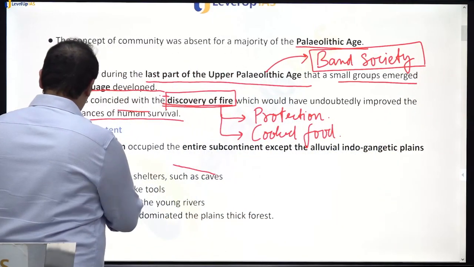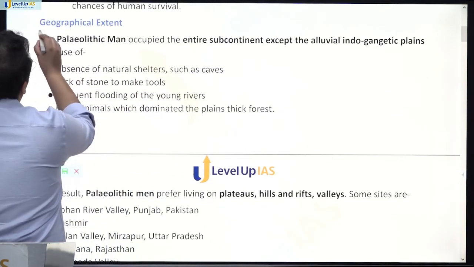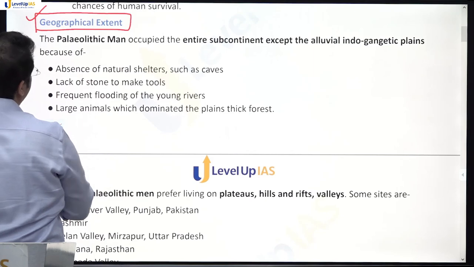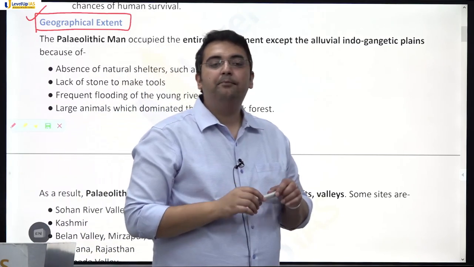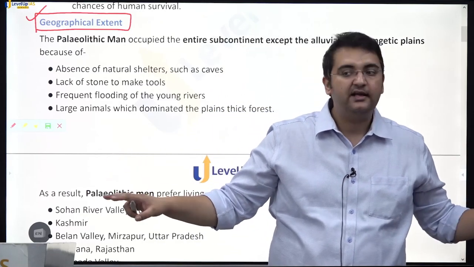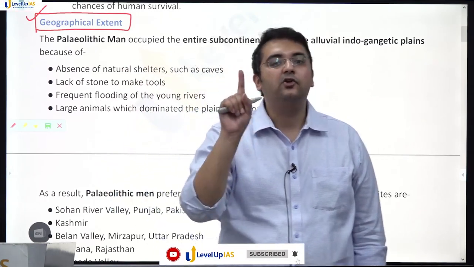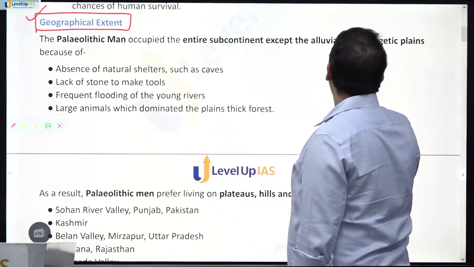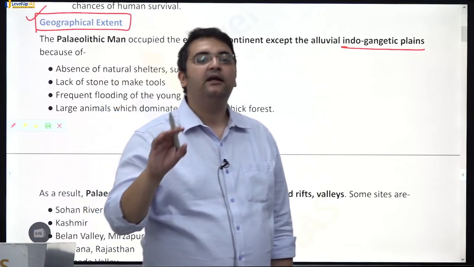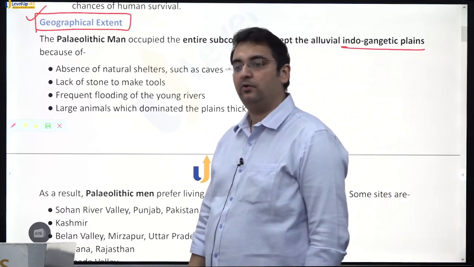Achha. Now, let us talk about the geographical extent of Paleolithic life in the Indian subcontinent. Now, the Paleolithic man used to occupy all parts of the Indian subcontinent except for one particular physiographic feature. What was that? The northern plains, the Indo-Gangetic plains. Why do you think the Paleolithic man did not live in the alluvial plains of North India? Kyon nahi rehta hoga?